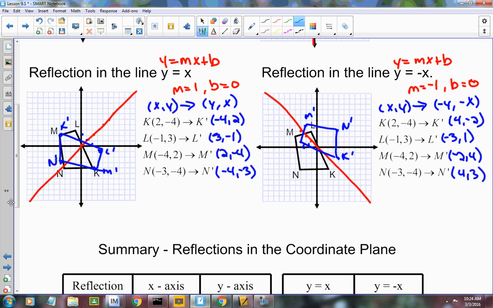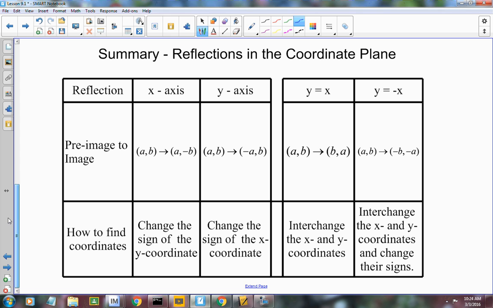So I came up with a little chart here that summarizes it for us. It takes my pre-image onto my image. If I'm going to reflect over the x-axis, I change the sign of the y. If I'm going to reflect over the y-axis, I change the sign of the x. If I'm going to reflect over the line y equals x, the y and the x switch. And if I'm going to reflect over the line y equals negative x, what happens? They switch and change signs, both, right? Not hard, right? You just follow those little things, kind of memorize it. And if you can't remember, you can always draw it, right?